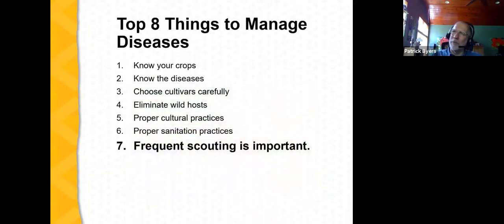Frequent scouting is important. We talked about this earlier, but those farms who are interested in integrated pest management for diseases, and for that matter, long-term sustainability, those farmers are good diagnosticians. Those farmers are observant. They are in touch with what's going on in the environment in their farm. They know their crops and they know their diseases. And so they're always watching their plants, always watching for that first exhibition of a sign or a symptom.